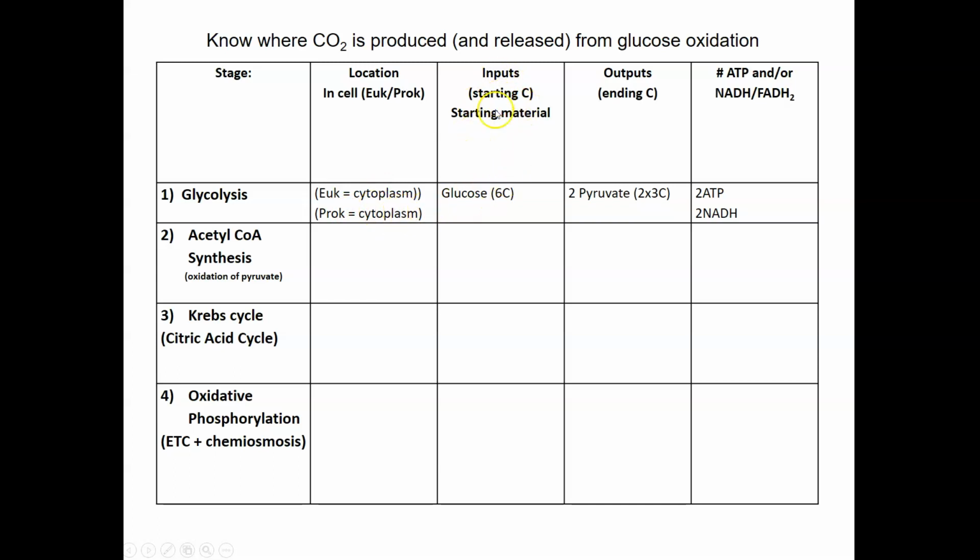What was our initial starting material? We had a 6-carbon molecule, glucose. By the end of those 10 enzymatic steps, we had 2 pyruvates, 2 3-carbon molecules. We were able to generate a net of 2 ATP and 2 NADHs, 2 high-energy electron carriers. So now the pyruvate is going to become our starting material in step 2.